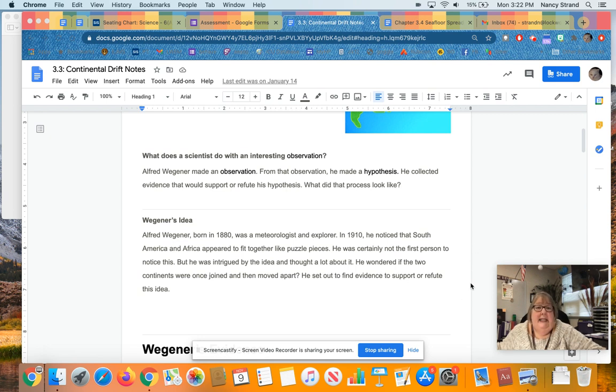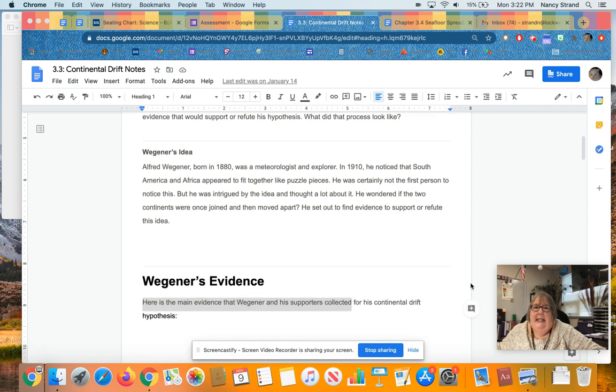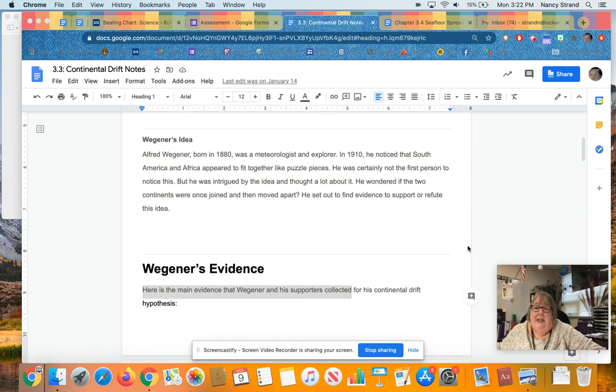Well, Wegener's idea. Wegener was born in 1880 and was a meteorologist, or a person who studies weather, and an explorer. In 1910, he noticed that South America and Africa appeared to fit together like puzzle pieces. He was certainly not the first person to notice this, but he was intrigued by the idea and thought a lot about it. He wondered if the two continents were once joined and then moved apart. He set out to find evidence to support or refute this idea.